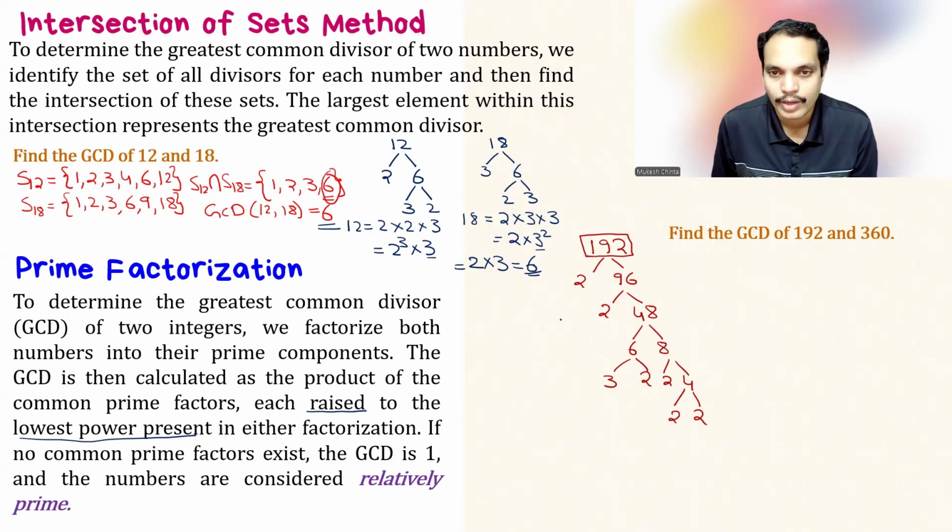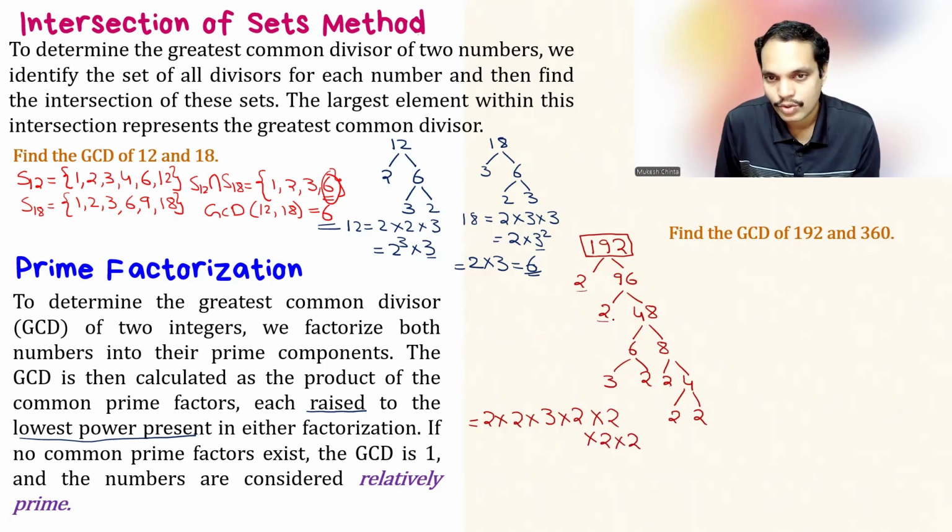So 192 can be written as 2 into 2 into 3 into 2 into 2 into 2 into 2. So I am writing down 1, 2, 3, 4, 5, 6, 7 factors, isn't it? If you break it down, how many 2's are there? 1, 2, 3, 4, 5, 6. So 2 power 6 into 3. This is what I got from 192.